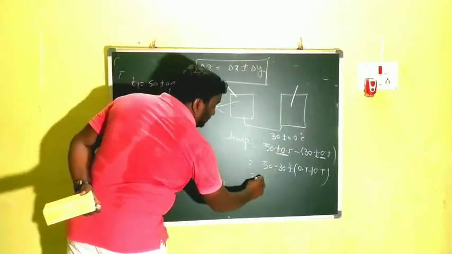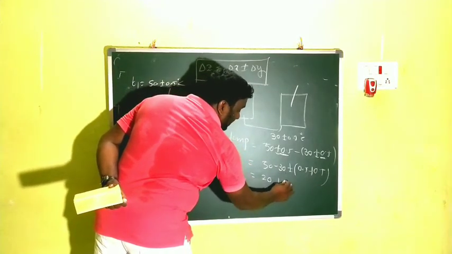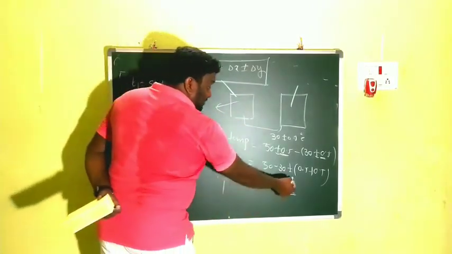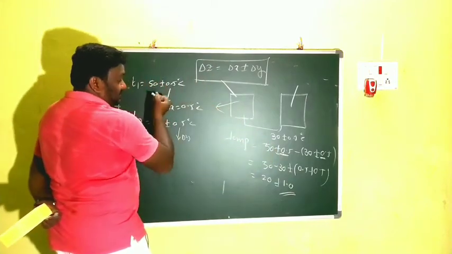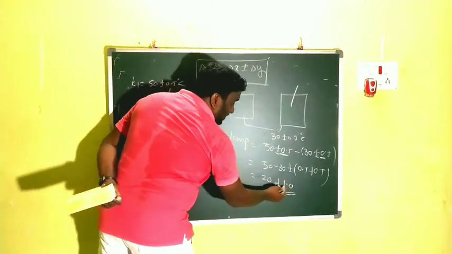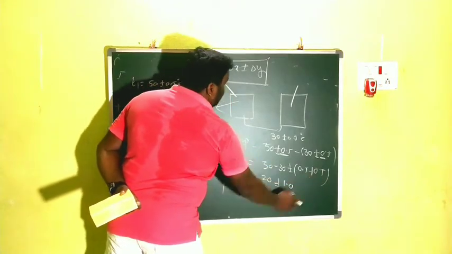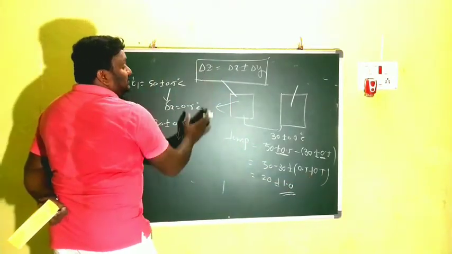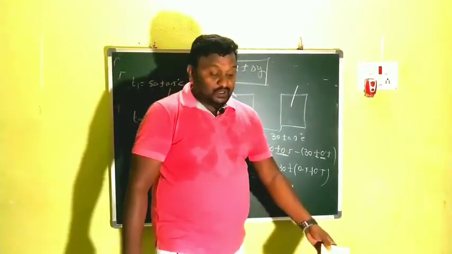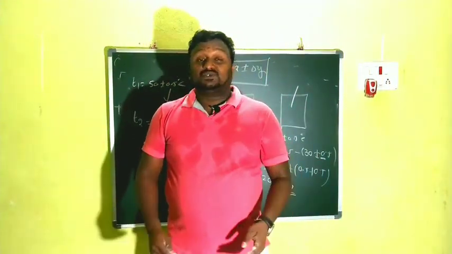50 minus 30 means 20. And now here, 0.5 plus 0.5 is 1.0. Clear, children? So here 0.5 is the error in the first temperature and 0.5 is the error in the second temperature. Now what is the total error in the result? 1.0. How are we writing 1.0? Using delta x and delta y, by this formula delta z is equal to delta x plus or minus delta y. So this is how we can find the combination of errors in the case of addition or subtraction. I hope you understand.